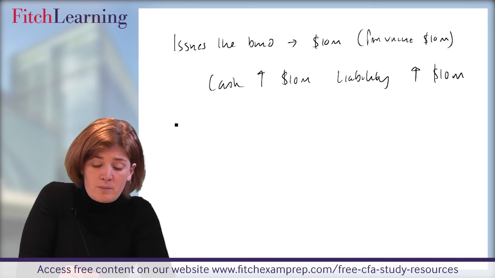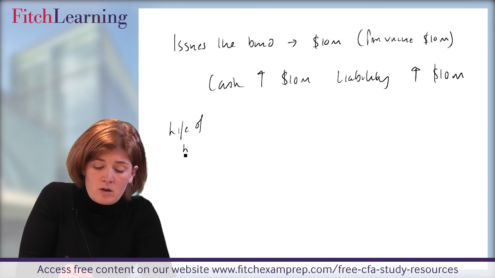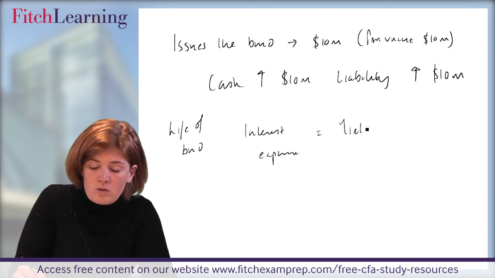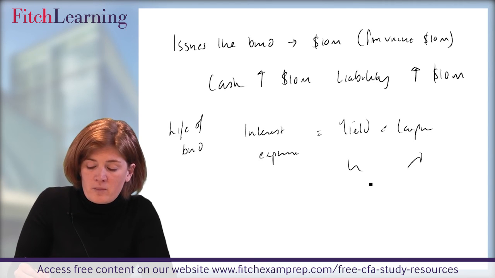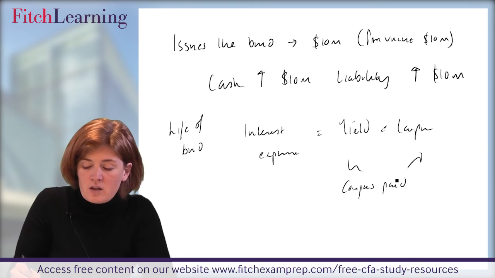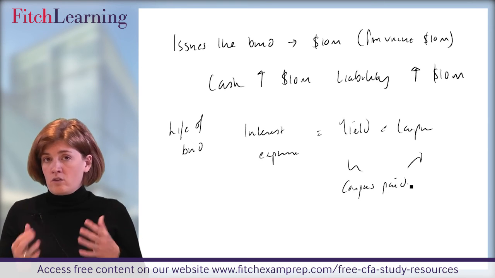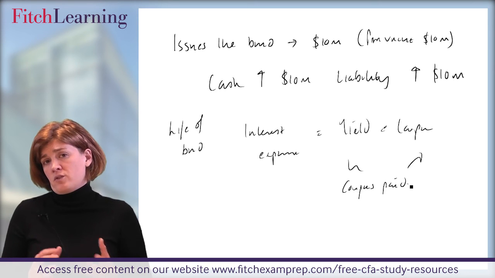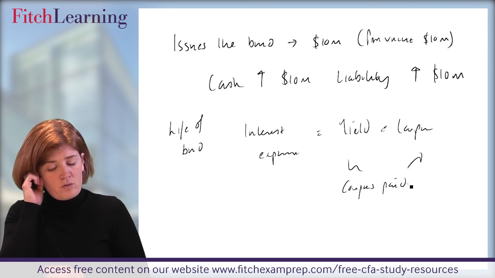Now over the life of the bond, the interest expense will be equal to the yield, which will be equal to the coupon. So in that instance then, my interest expense will be the coupons paid each year. Like I say, this isn't going to work. It's not going to be quite straightforward when we have a bond issued at a discount or a premium, which is what we're going to talk you through in a moment.